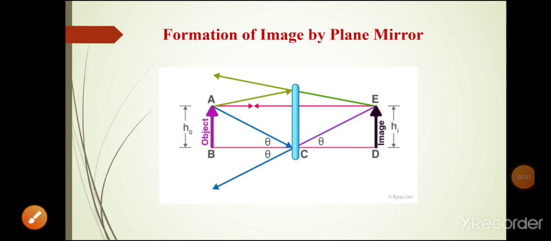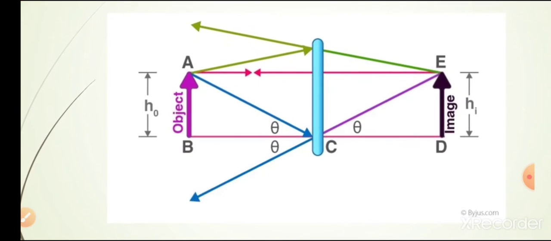Now students, through this ray diagram, I will explain to you the formation of image by a plane mirror. Now you can see this ray diagram where AB is the object and ED is the image. The ray which starts from point A travels in a horizontal direction towards point E. Here the angle of incidence is 0, so it retraces its path. Similarly, the ray which starts from A and travels toward point C follows the law of reflection. Now students, when these rays are produced backward, they appear to meet at points E and D.